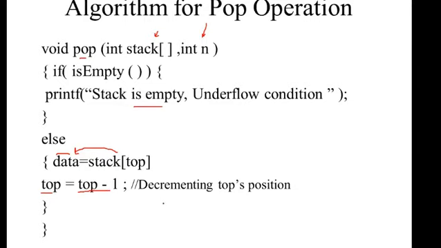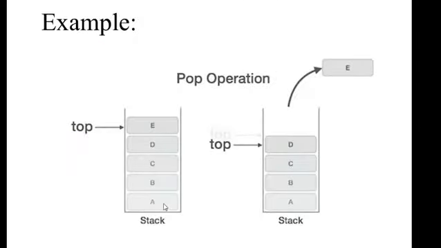Once you have decremented the top as top minus 1, you will access only the stack content from 0 to top. If you want to display the entire stack data structure, you just need to display from index 0 up to top. In that case, you will see that the element is automatically removed from the existing stack. The example for the pop operation is here.